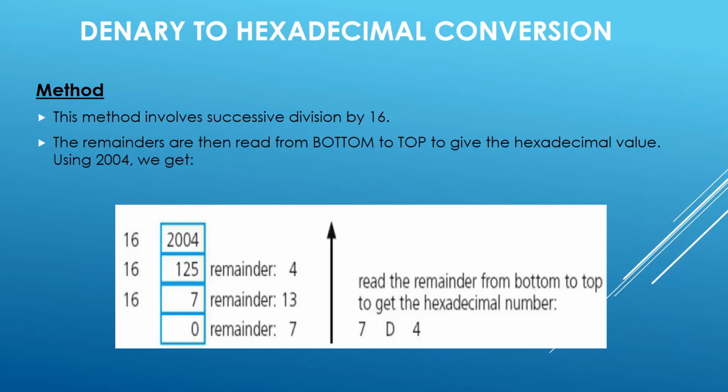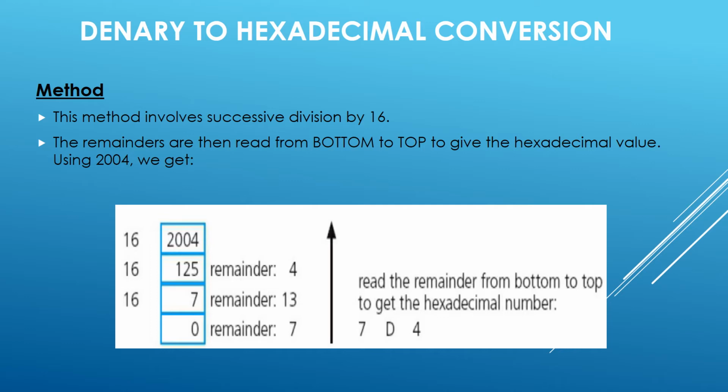Now I will explain the last conversion of this chapter, which is from denary number to equivalent hexadecimal number conversion. This method involves successive division by 16. The remainders are then read from bottom to top to give the hexadecimal values. For example, if we are given the number 2044 and we are asked to convert it into the equivalent hexadecimal number, we will be using the remainder method.